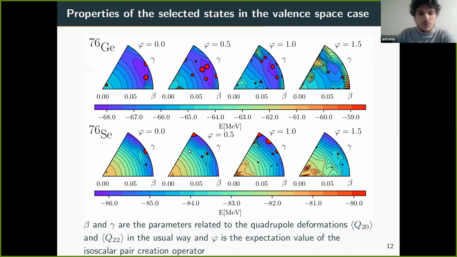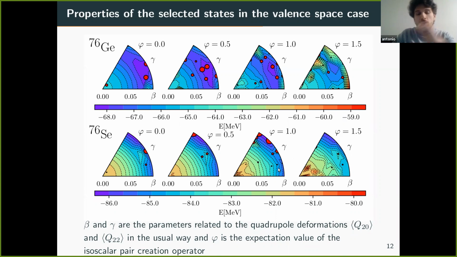So these are the deformation plots for several values of the isoscalar strength, the proton-neutron strength. This phi is the expectation value of the isoscalar pair creation operator. The red dots represent the states that are taken by Entrop. And we can see that there are lots of states around phi equal 1, meaning that isoscalar pairing is important when computing the nuclear matrix elements.